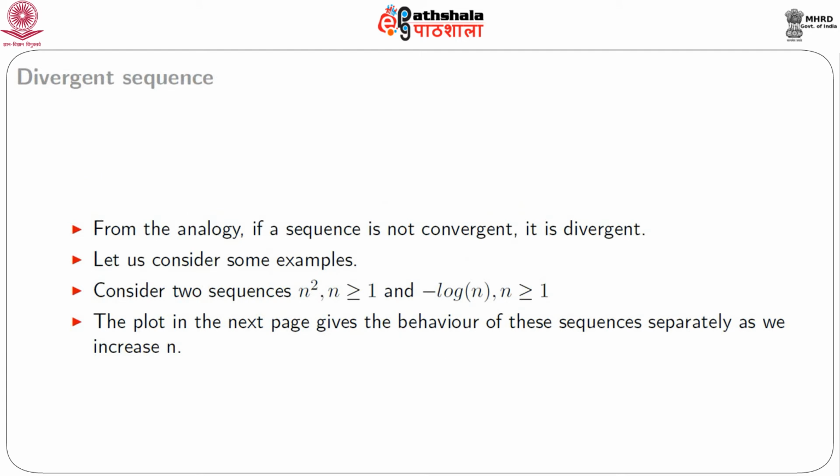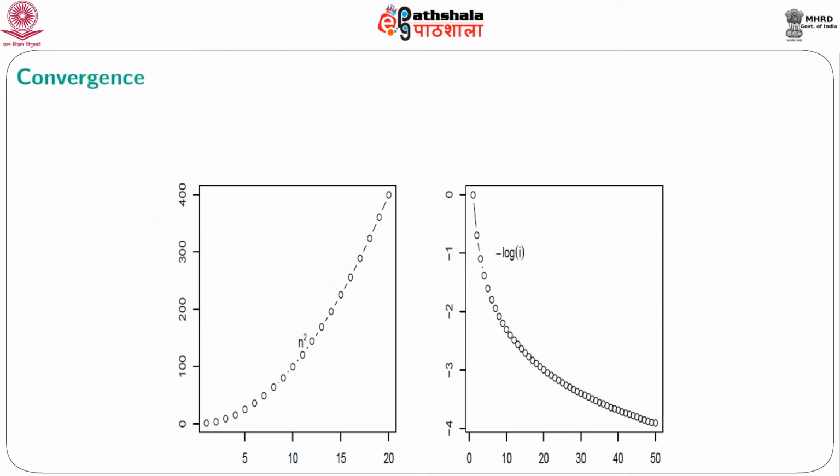Next, we shall introduce the concept of a divergent sequence. From the analogy, if a sequence is not convergent, it is divergent. So, let us consider some examples. Consider two sequences, n square and minus of log n. We have plotted these sequences against different values of n, and they are given in the next page. First, consider the behavior of the sequence n square. We find that as we increase n, the n square becomes larger and larger, and we get an increasing function. However, for minus of log n, we observe that this is a decreasing function and decreases to a very large quantity in magnitude as we increase n.